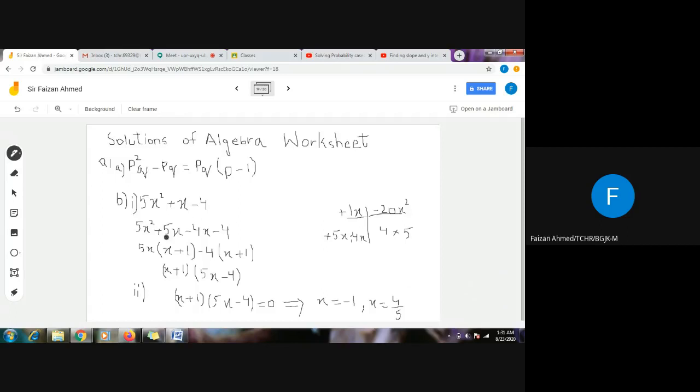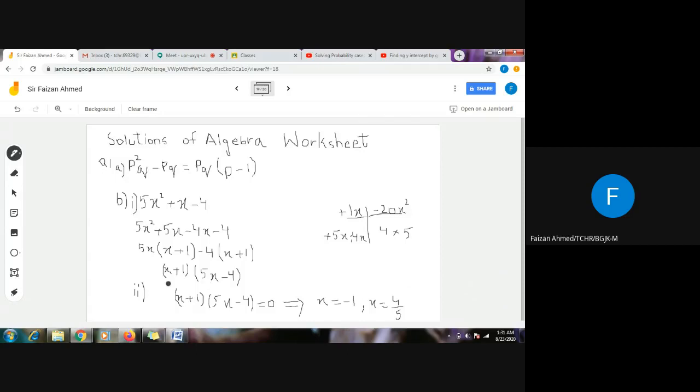So 5x square plus 5x minus 4x minus 4, we can take common from these two. 5x is common. Inside the bracket there will be x plus 1, and we can take minus 4 common, and the bracket will be x plus 1. Both the brackets are the same, it means we have applied the method correctly. So I will take x plus 1 as common, and the remaining will also be written in the bracket, that is 5x minus 4. So this is the factorization of the quadratic expression.